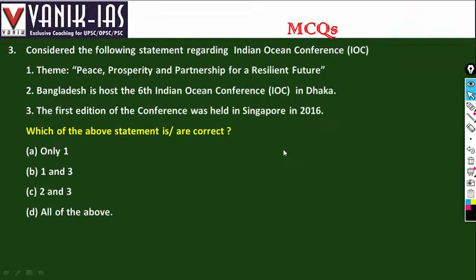Consider the following statements regarding the Indian Ocean Conference. Theme: Peace, Prosperity and Partnership for a Resilient Future. Bangladesh is host to the 6th Indian Ocean Conference in Dhaka. The first international conference was held in Singapore. Okay, so all of these are correct.